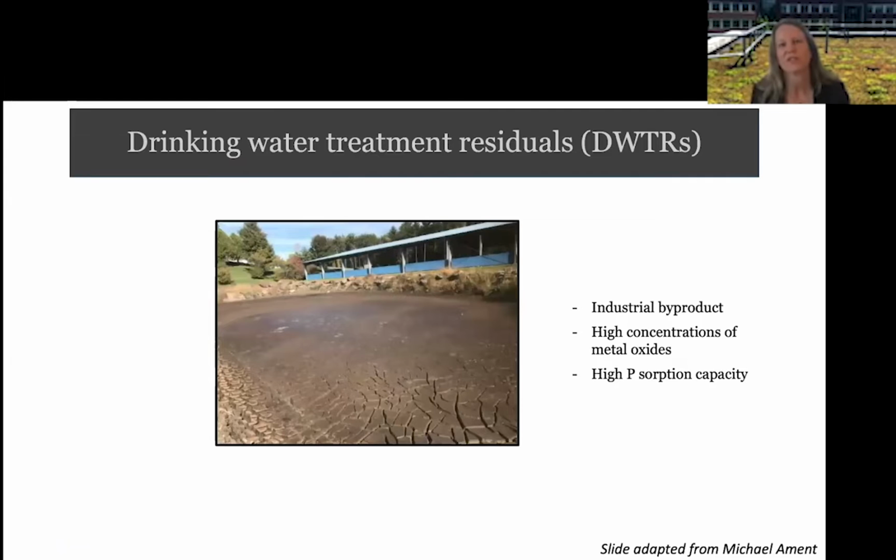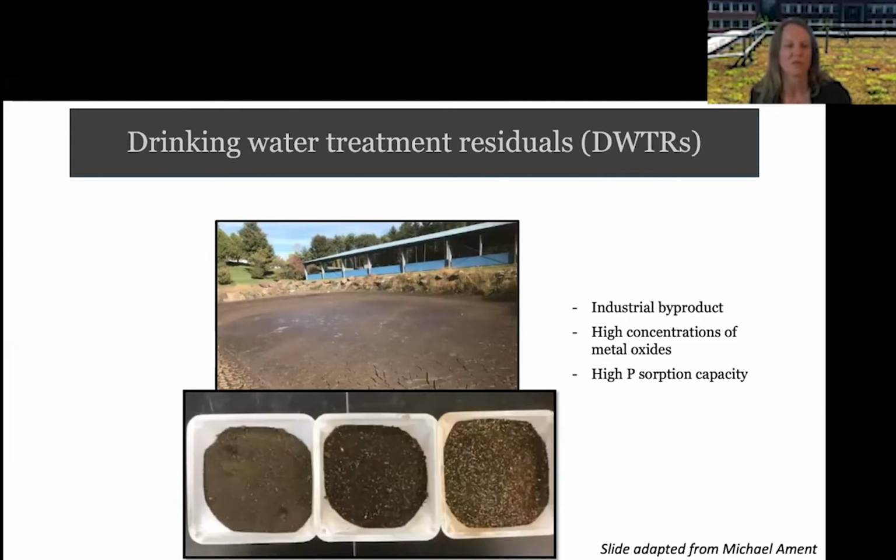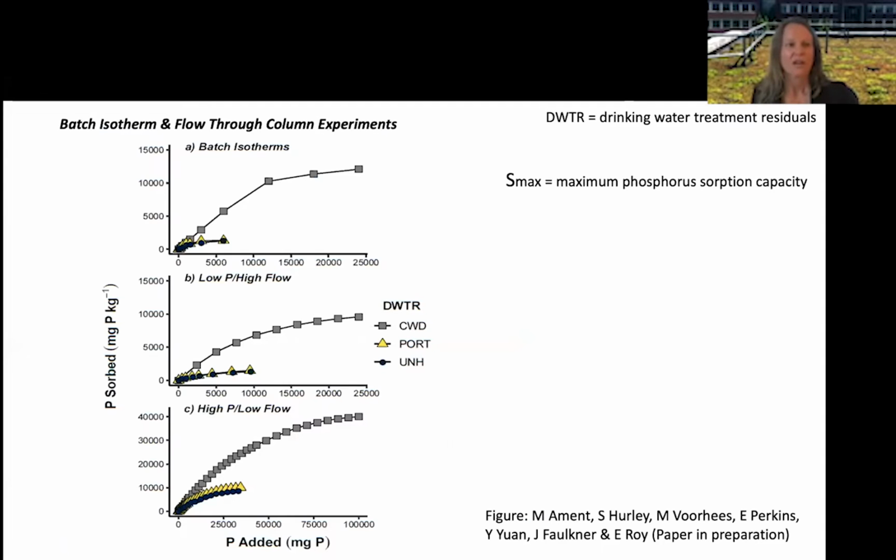So just very briefly, drinking water treatment residuals are an industrial byproduct from the drinking water treatment process. They have metal oxides such as iron and aluminum, which have a high potential for P-sorption. They're also not all the same in terms of their content in a variety of ways. Here are 3 different samples from our study of DWTRs in this image.